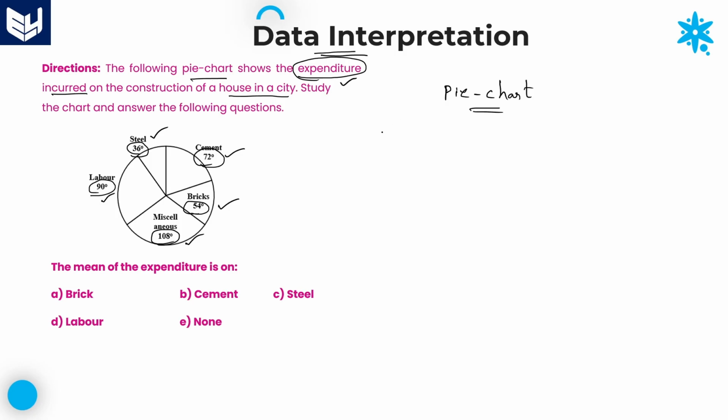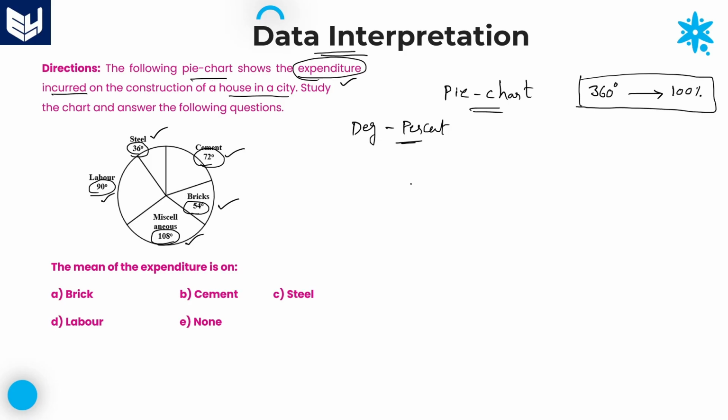See, first one, degrees to percentage. The entire pie chart has 360 degrees, and this is equal to a total percentage of 100%.